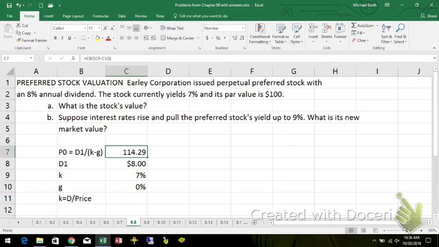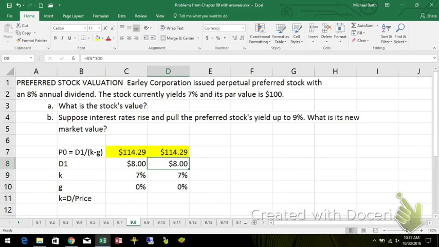All right, so there we have a current price of $114.29, which answers part A. Suppose the interest rate rises and pulls the preferred stock's yield up to 9%. What's its new market value?